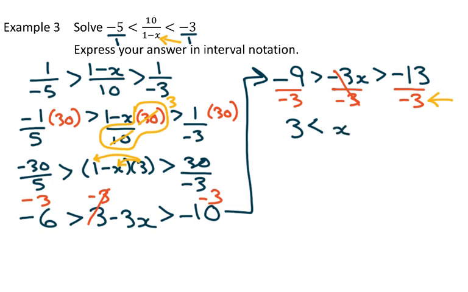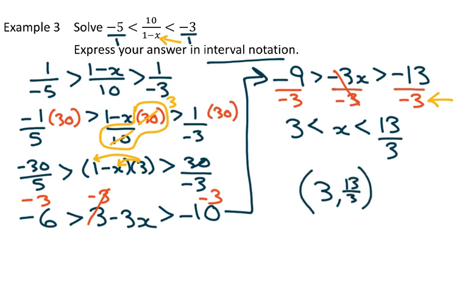The middle, we have x, and on the right, we're just going to leave that as a fraction. We're not going to change it to a decimal. The negatives will cancel, so that's going to be 13 over 3. And again, interval notation, we have the numbers in order this time, so 3 and 13 over 3. Both will get round brackets because there are no equal to lines with those inequalities.